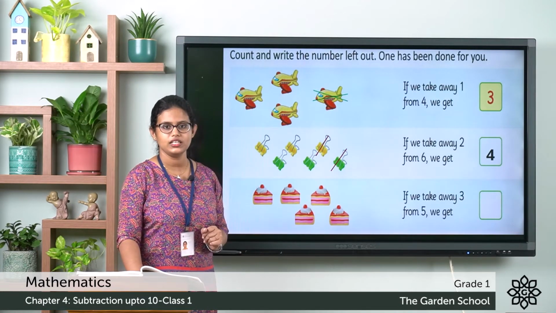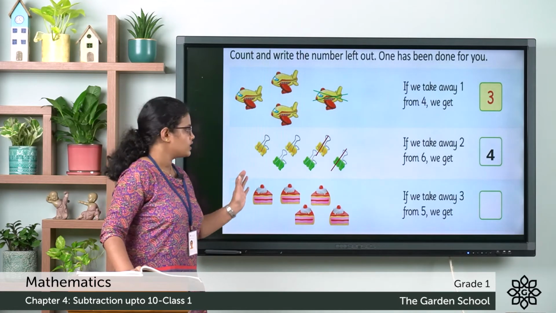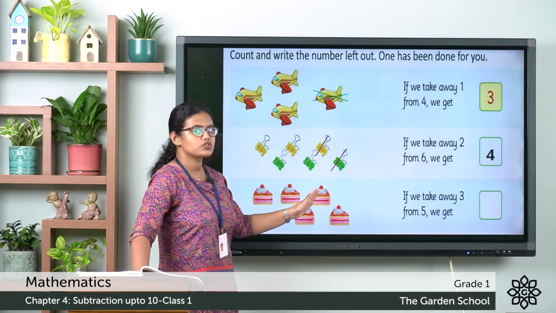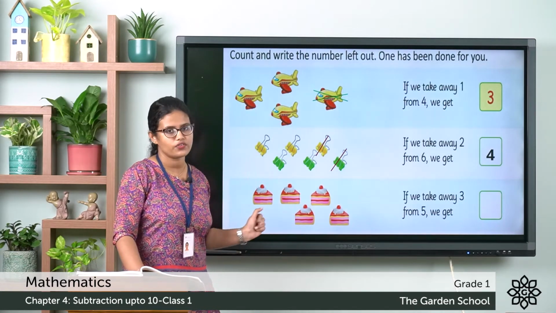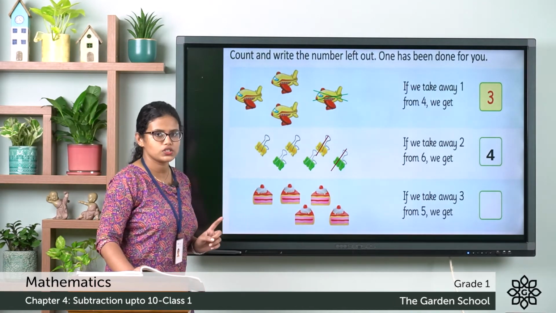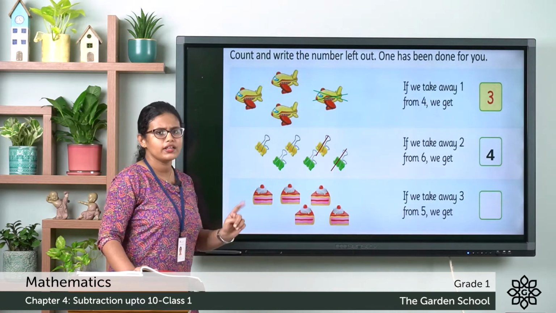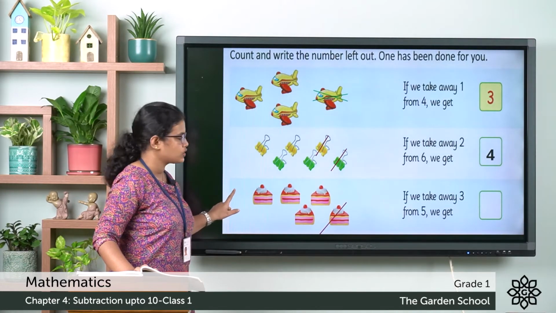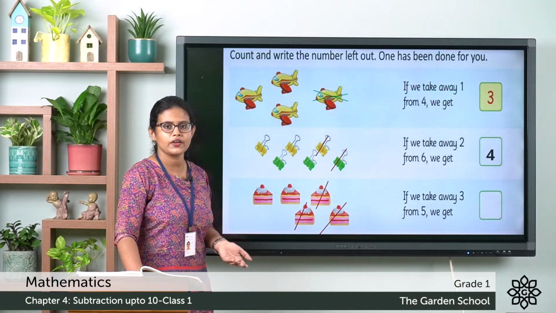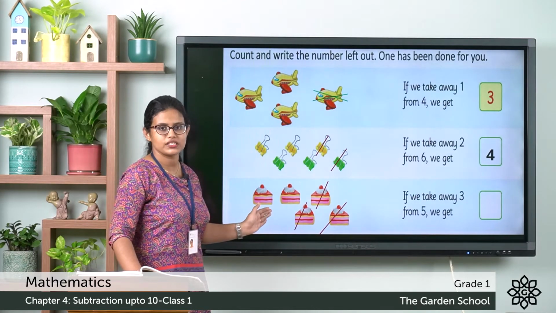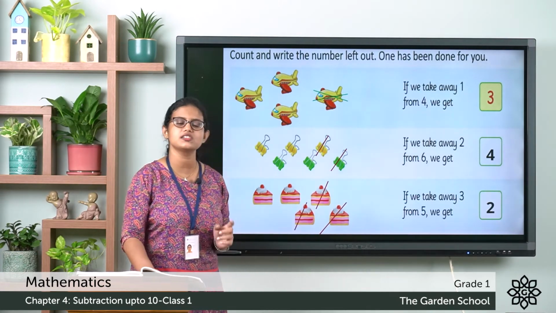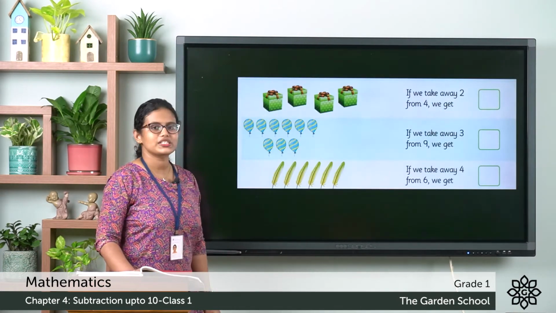So here you can see cake pieces. So just count and see how many pieces of cake are there. 1, 2, 3, 4, 5. How many are there? 5. If we take away 3 from 5, so we are going to take away 3. So 1, 2, 3. So I took away 3. So how many are left? 2. Only 2 pieces, right? So what is the answer? It is 2. So 5 minus 3 is 2. Moving to the next one.